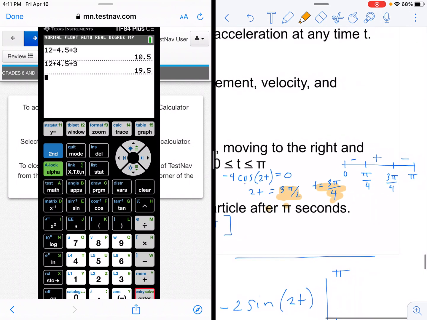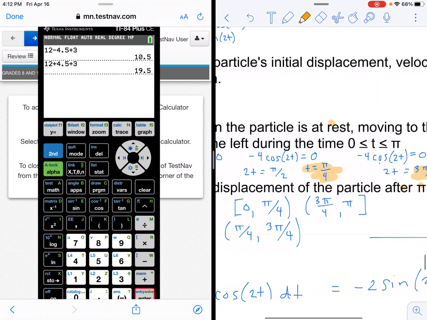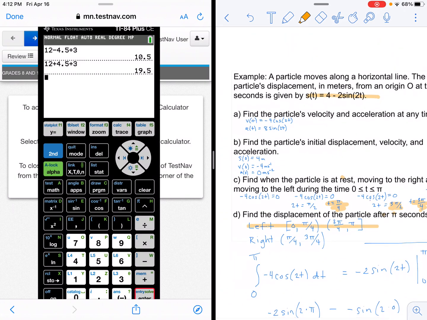From here, I'm going to make a sign diagram. I put 0, pi over 4, 3 pi over 4, and pi. And I want to test points in the velocity function to test for positive or negative. I got negative between 0 and pi over 4, telling me that the particle is moving to the left. I got positive between pi over 4 and 3 pi over 4, telling me that the particle is moving to the right. And then again, negative. So I wrote left at 0 to pi over 4 and 3 pi over 4 to pi, and right at pi over 4 to 3 pi over 4.